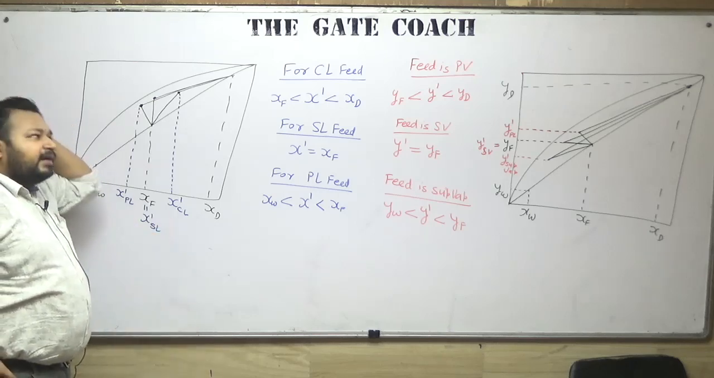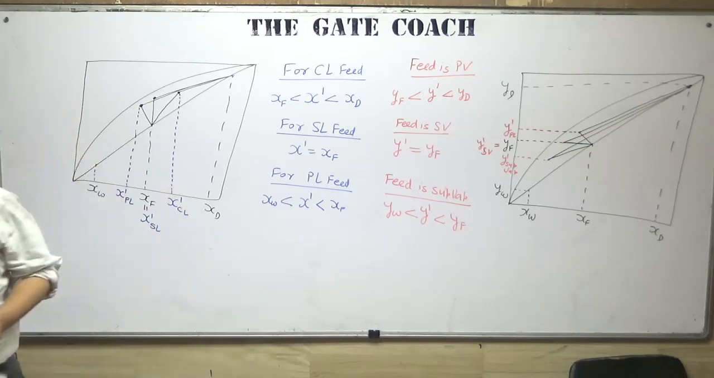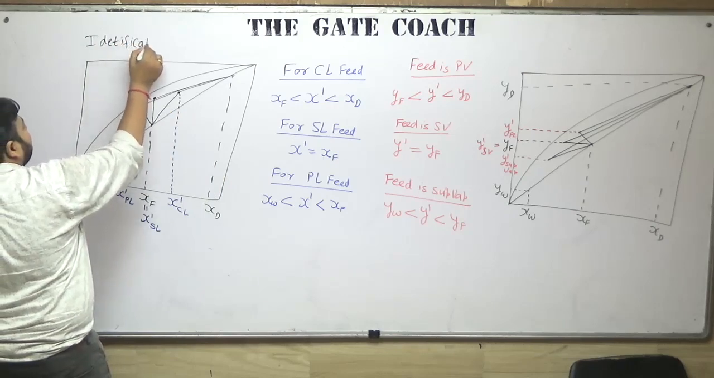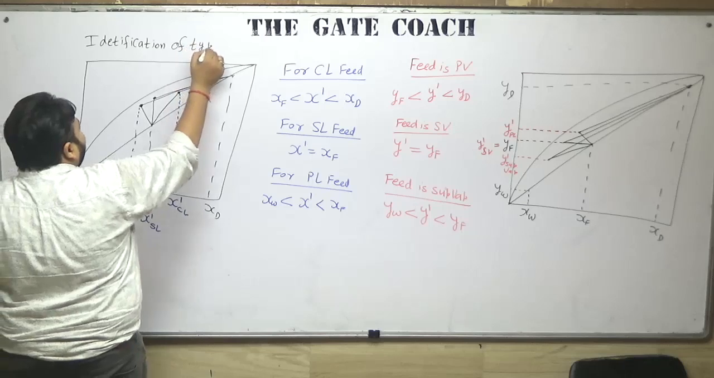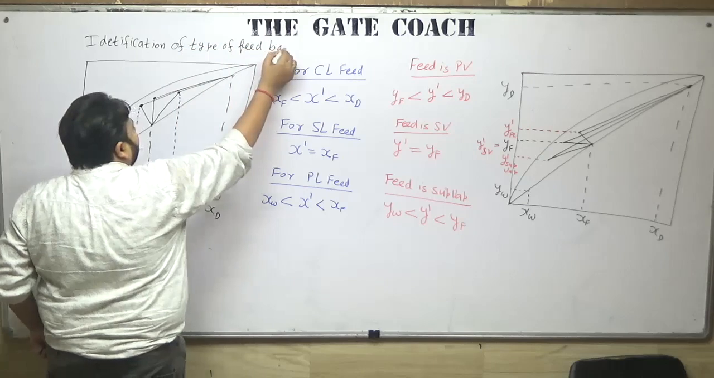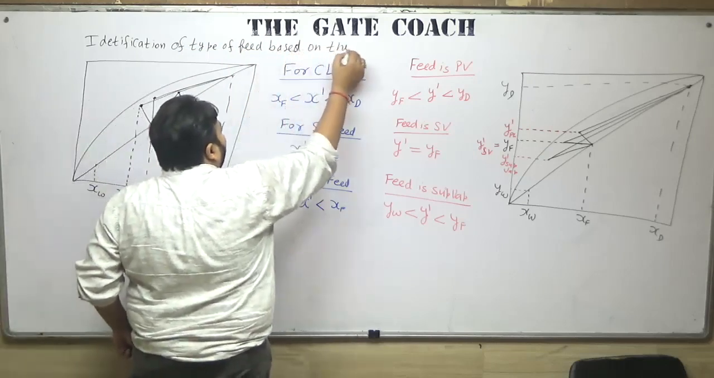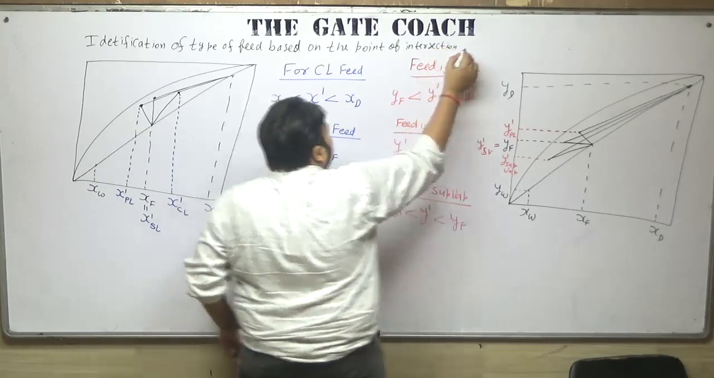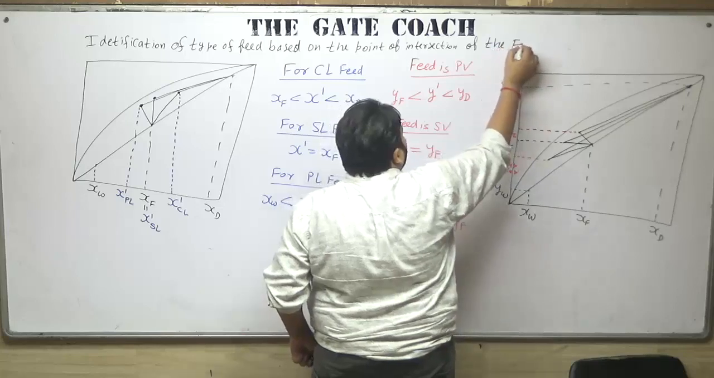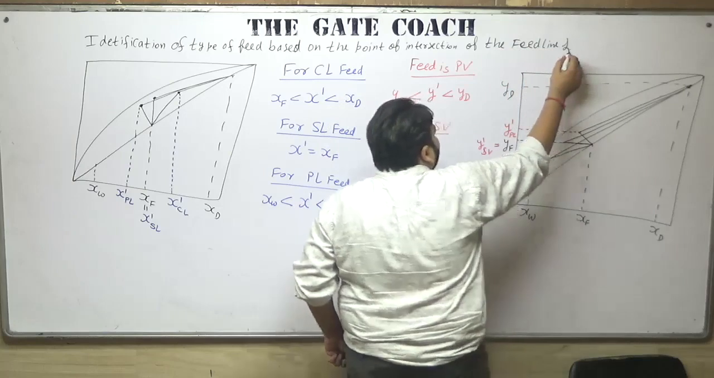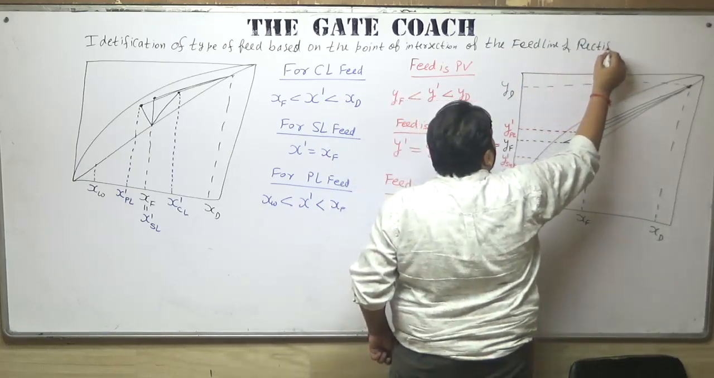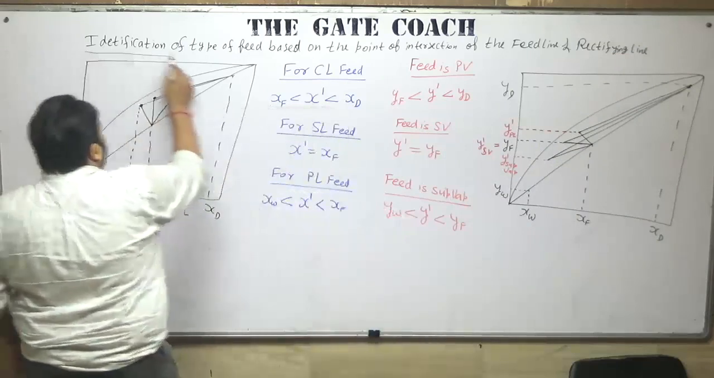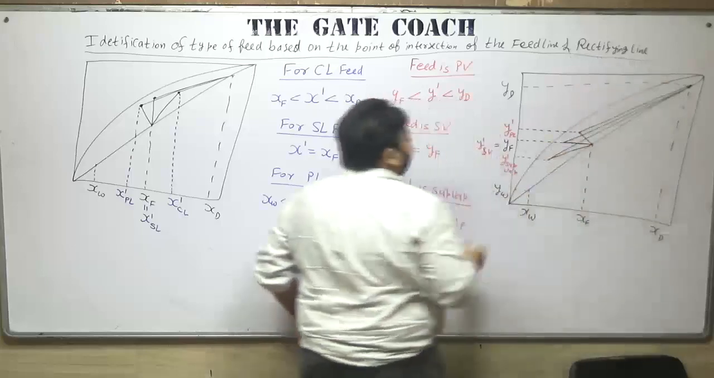So this topic name is identification of type of feed based on the point of intersection of the feed line and rectifying line. So that is the name of the topic. If the point of intersection is given to us, then we can determine the type of feed.